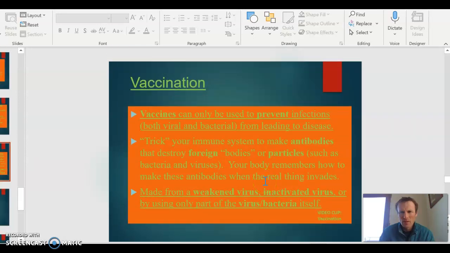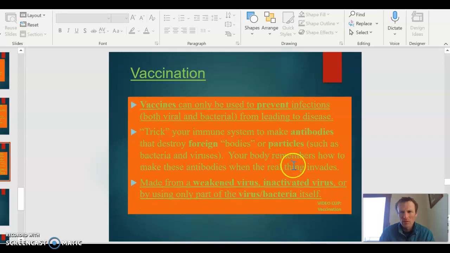Vaccination is very important, can be used to prevent infectious disease. One of the most important vaccines for young people to get in today's world is the HPV vaccine. So the human papillomavirus is a virus that's an STD, which can ultimately lead to a certain type of cervical cancer in females. And it's totally preventable now.